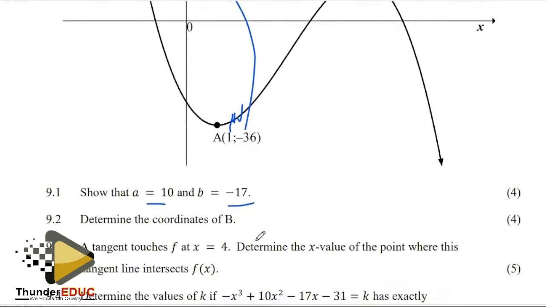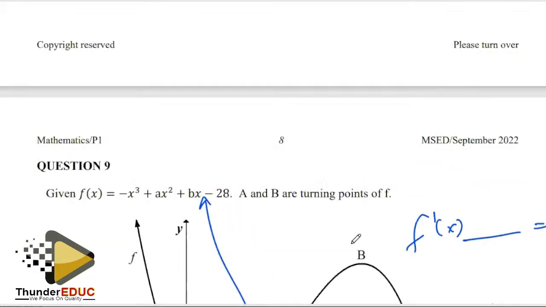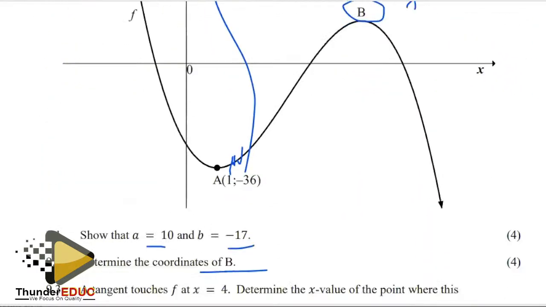That is done. Determine the coordinates of b. What is b? B is a turning point. So get your first derivatives and then equate to 0. So we said for turning points, the first derivative must be equated to 0. You solve for x. And then a tangent touches f at x is equal to 4 times the x value, where the point is that. So get this 4, put it into the equation of f, determine the y value.